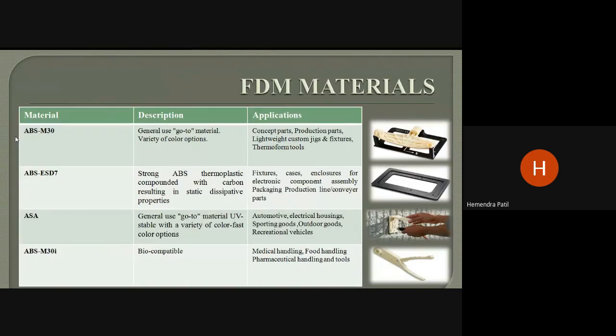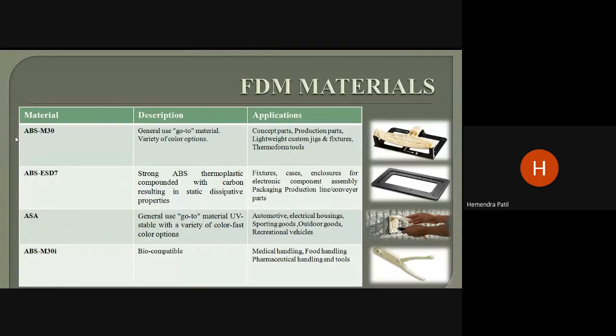Coming to the FDM materials, some of the FDM materials I have tabulated here. The first one is ABS M30, which is a very versatile material, and a variety of color options are available. In application, it is used for concept parts, production parts, lightweight custom jigs and fixtures, and thermoform tools. ABS M30 is up to 70% stronger than ABS. High or coarse resolution is available for finer features or large models, and quick-turn prototypes and functional models can be formed from ABS M30.